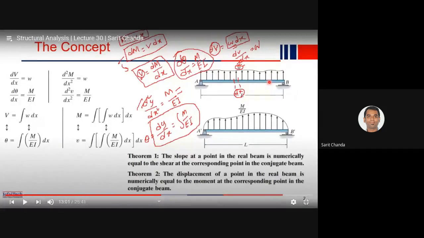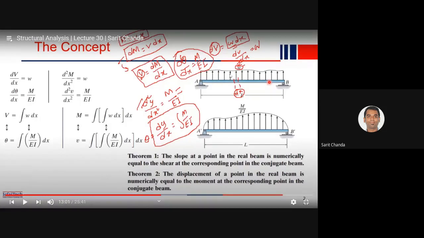So this is the original beam, and after looking at the original beam we have to draw a conjugate beam. How to draw the conjugate beam? The length of the original beam and the conjugate beam is the same. That is the first point. Next, what could be the loading in the conjugate beam? The loading in the conjugate beam is nothing but the M by EI diagram. If you recall, last class we solved one problem using the moment area method. There we drew the M by EI diagram. That M by EI diagram will be the loading in the conjugate beam.